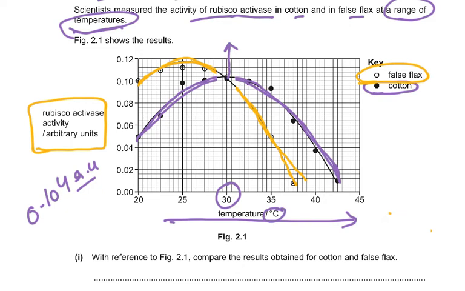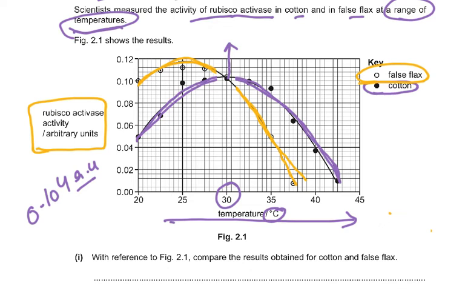That's a very, very important thing to remember. Whenever they show you two graphs intersecting each other, the point where they cross each other is the point that they're talking about, and that means the activity is the same. At 30 degrees centigrade, the activity for cotton is the same as for flax. Okay, now let's look at the differences.